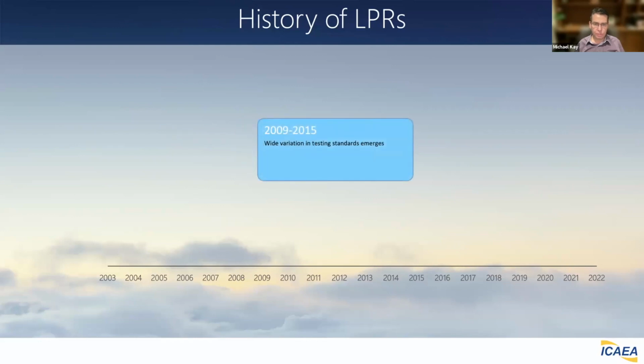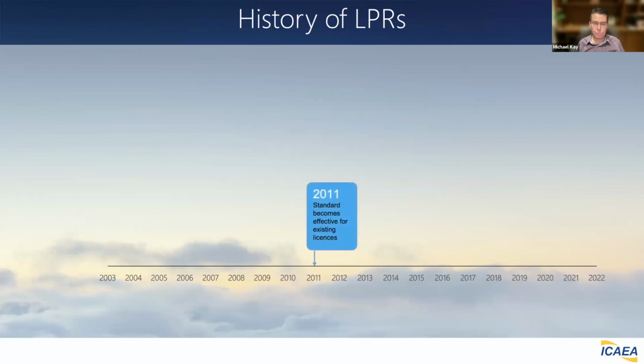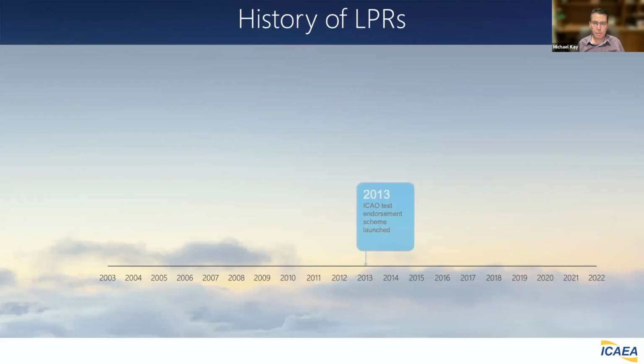But this is the interesting thing, between 2009 and 2015, this sort of began to emerge a lot of variation in testing standards. And that's still happening, but after 2011, when the actual requirement became effective, this became a lot more of an issue.